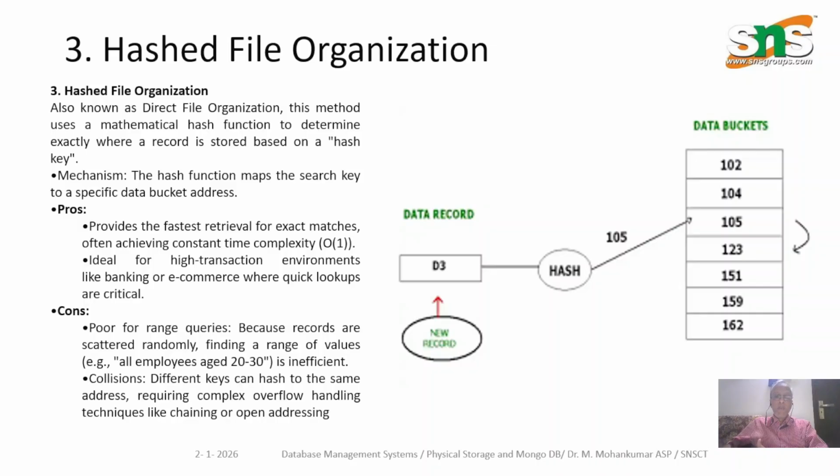Cons: poor for range queries because records are scattered randomly. Finding a range of values, for example all employees aged 20 to 30, is inefficient. Collisions: different keys can hash to the same address, requiring complex overflow handling techniques like chaining or open addressing. That is the concept and approach implemented there.